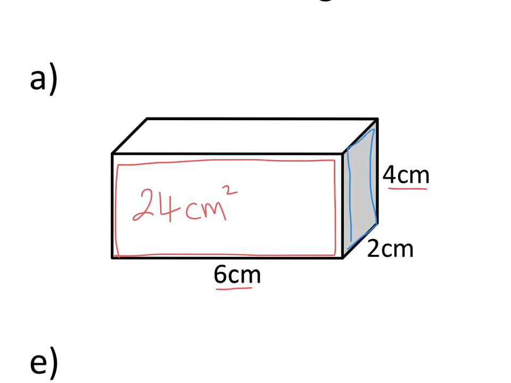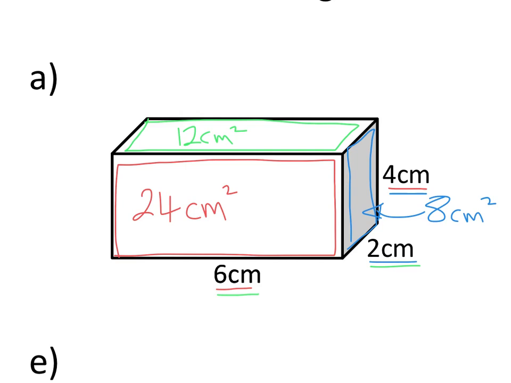It's going to be 4 multiplied by 2. So that means that in there is going to be 8 centimeters squared. And then at the top we have the bottom, right, there is 6 multiplied by the 2. So that's going to be 6 times 2 is 12 centimeters squared.